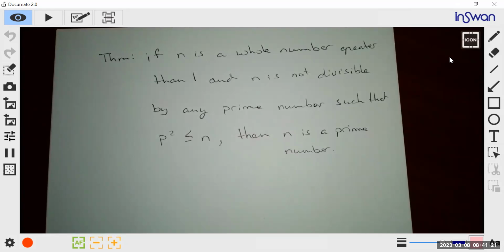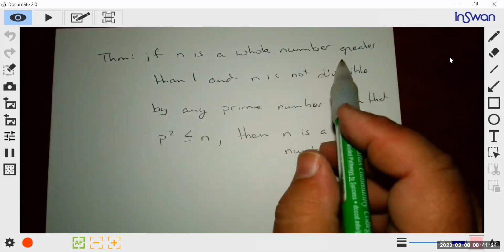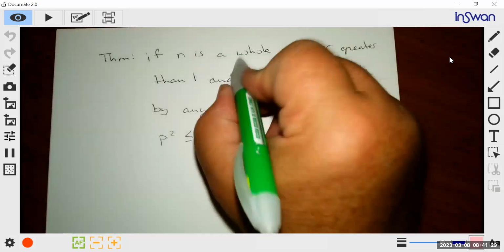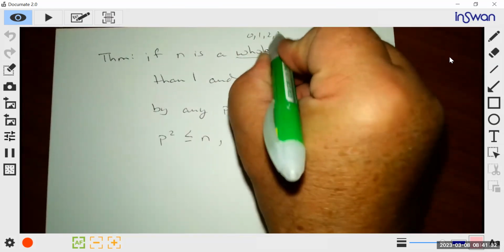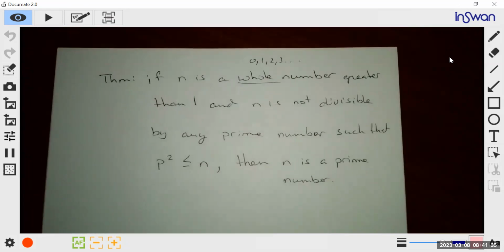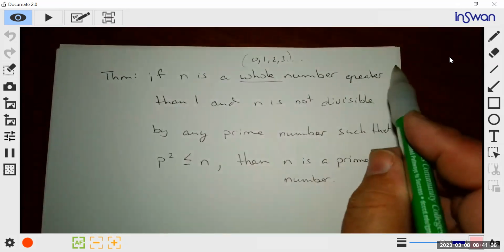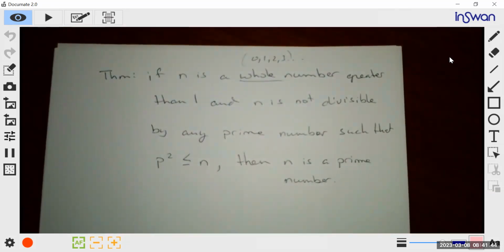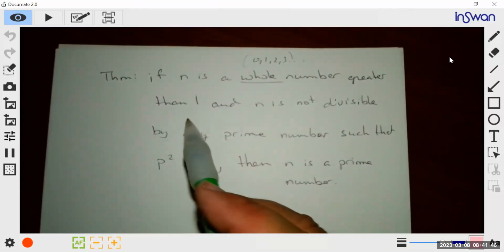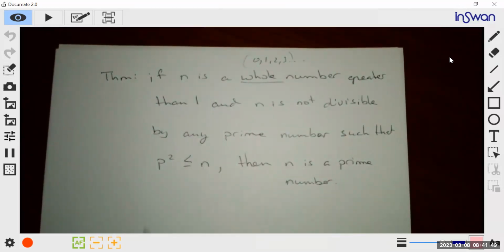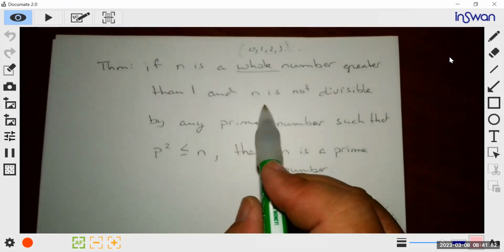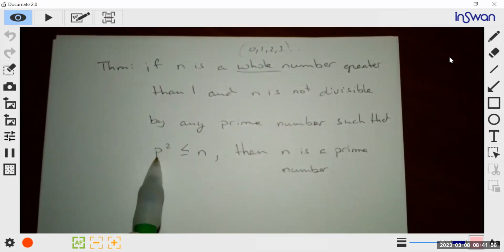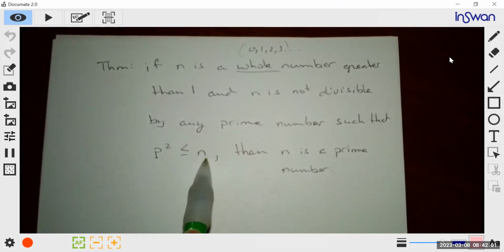So if N is a whole number, what's a whole number? A whole number is any number from 1, 2, 3, all the way to infinity. But this is greater than 1, which is the natural numbers minus 1. The reason is 1 is a universal number, so this wouldn't matter. 1 is automatically a prime number. N is not divisible by any prime number such that the prime factors, if I square them, are less than the number I'm looking at.